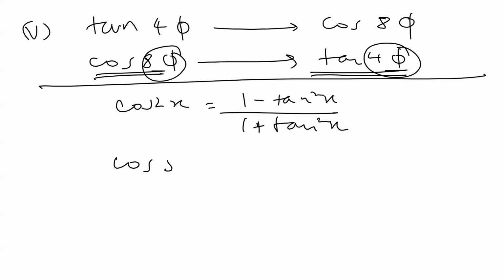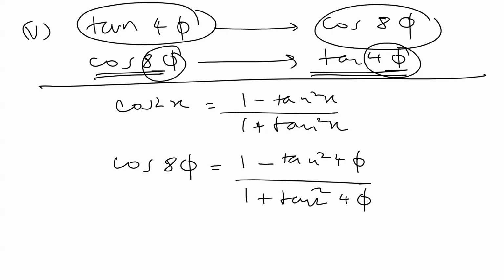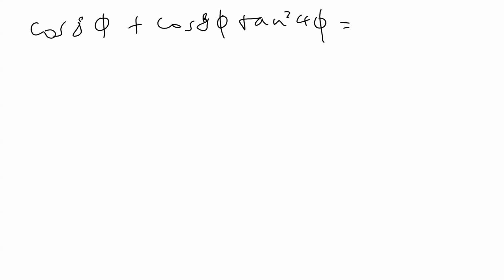So cos 8 phi is 1 minus tan square 4 phi upon 1 plus tan square 4 phi. But we require tan 4 phi in terms of cos 8 phi. So look at the calculation now. Cos 8 phi times 1 plus tan square 4 phi equal to 1 minus tan square 4 phi. Now multiply this. Cos 8 phi into 1 is cos 8 phi. Cos 8 phi tan square 4 phi. And this is 1 minus tan square 4 phi.